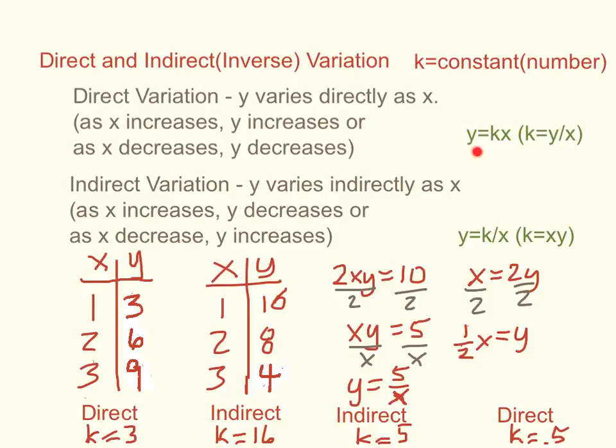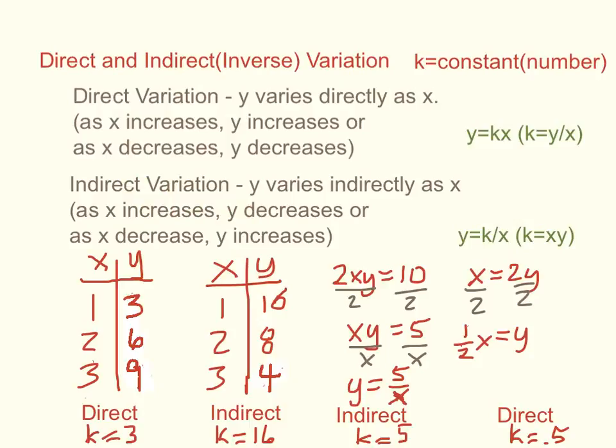This is the direct variation equation. Notice it kind of looks like the slope-intercept form of an equation. And if I were to divide both sides by x, I could find the value of k. So here, 3 divided by 1, 6 divided by 2, and 9 divided by 3 gives you a constant of 3. So the direct variation constant is 3 for that problem.